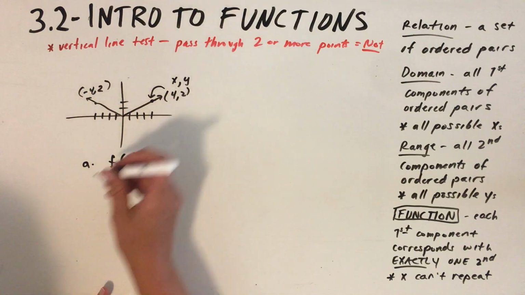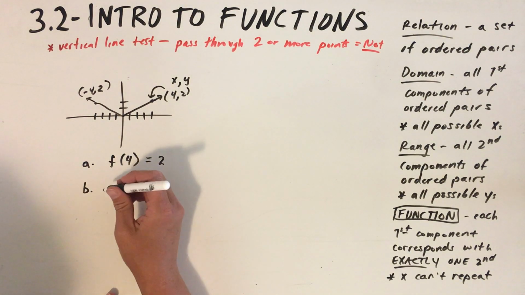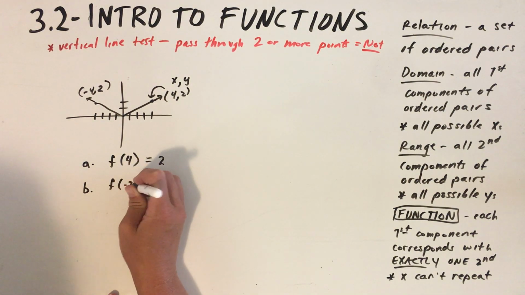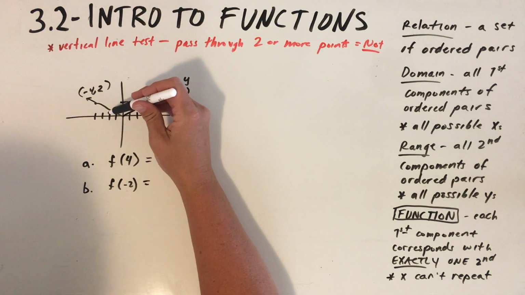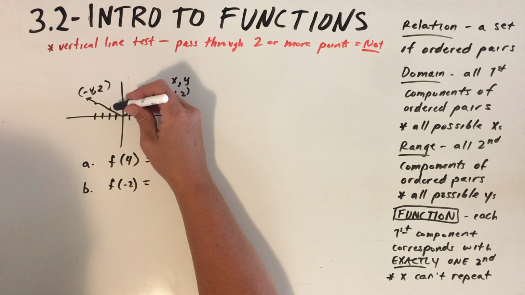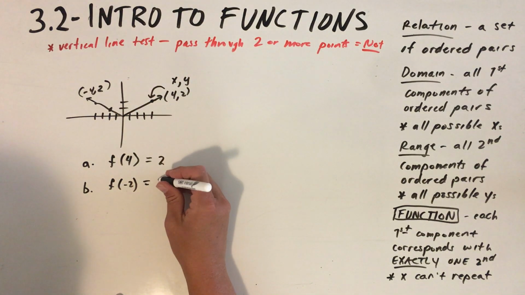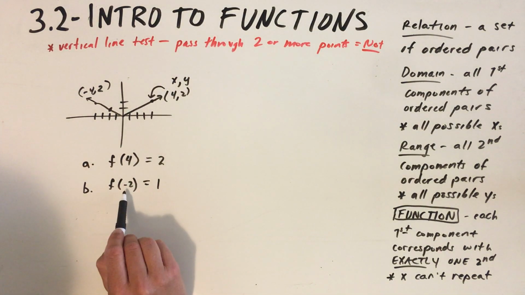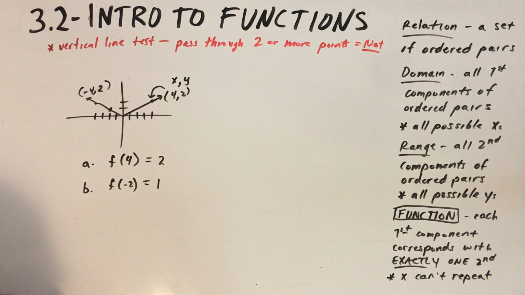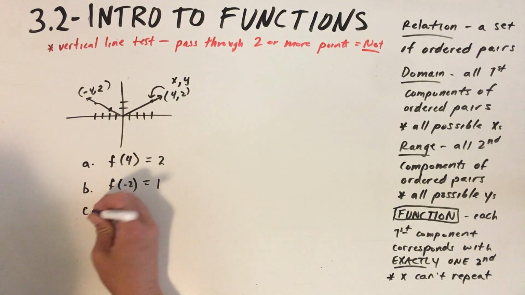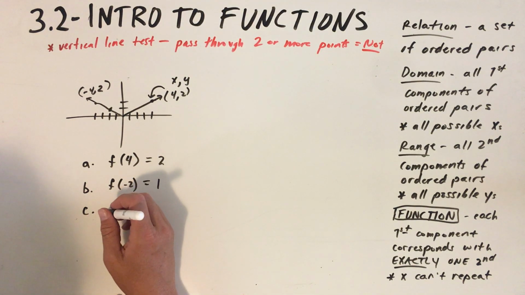Okay, what about b? Well, the f of -2. Let's find the f of -2. Well, when x is -2, it appears that y is 1. So visually looking at the graph, I'm going to go where the x value is -2 and say, oh, well, y is 1. And again, y is the same thing as the f of x.